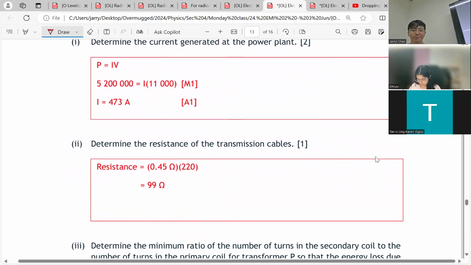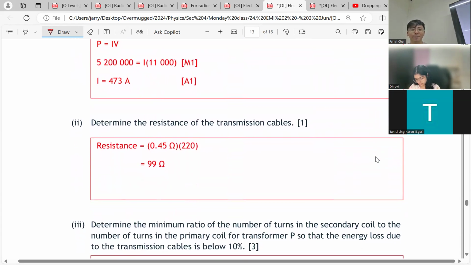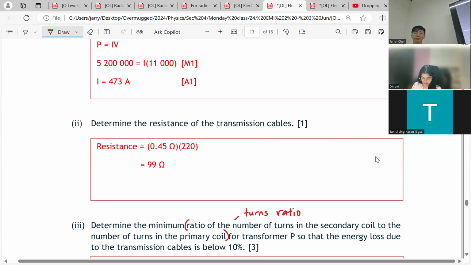Easy? Let's go. Minimum ratio, this one is simple. The minimum ratio of the number of turns in the secondary coil, this entire bracket can be simply summarized as the turns ratio. To make the question more digestible: determine the minimum turns ratio so that the transformer's energy loss is below 10%.